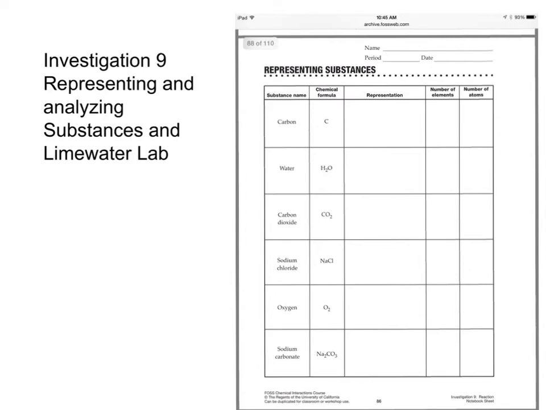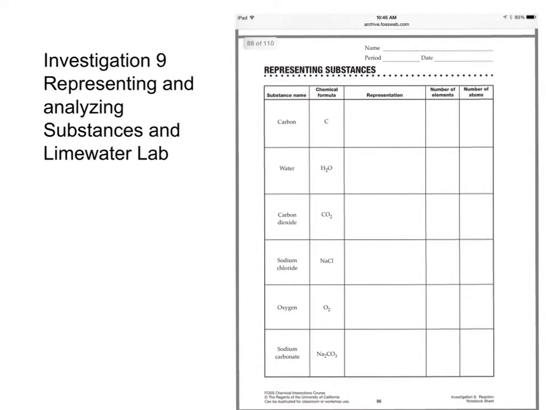Investigation 9, representing and analyzing substances and the Limewater lab. So in this video, we'll take a look at the first two assignments we've done in Investigation 9. The first one, here to the right, is representing substances, page 86.